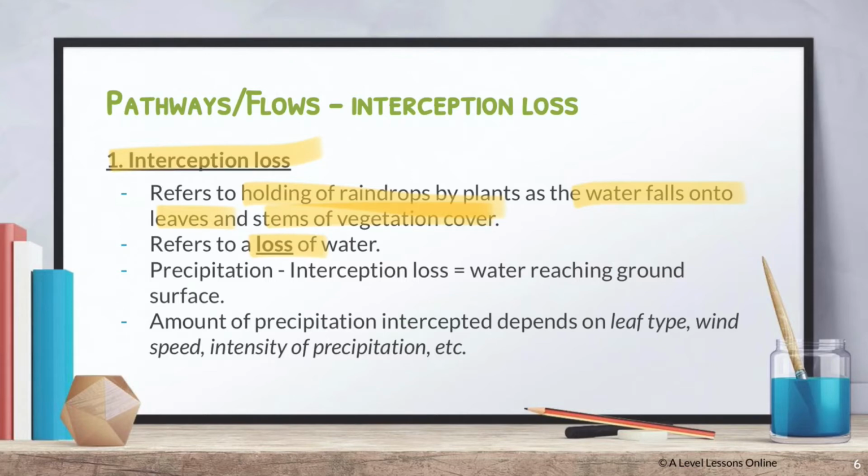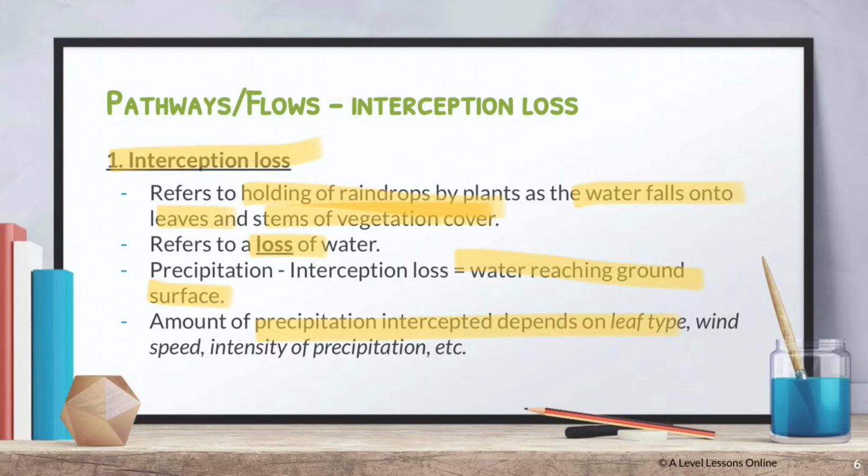In this case, vegetation cover. So precipitation minus interception loss equals the amount of water reaching the ground. The amount of precipitation intercepted will depend on the leaf type. Is it a very big leaf, or is it very small? The smaller it is, the less interception, the more water will reach the ground, the more water goes into your drainage basin hydrology.